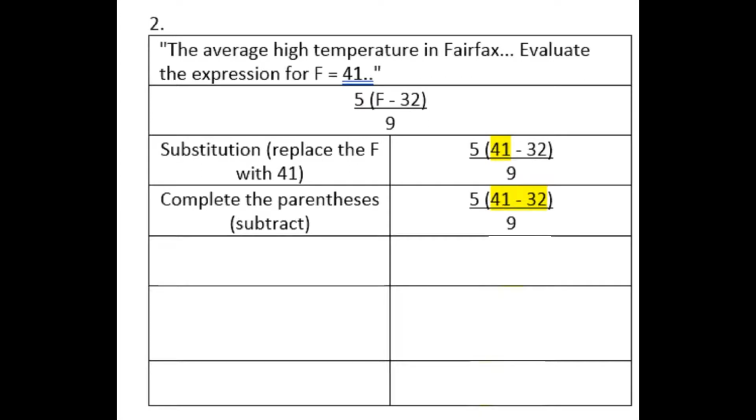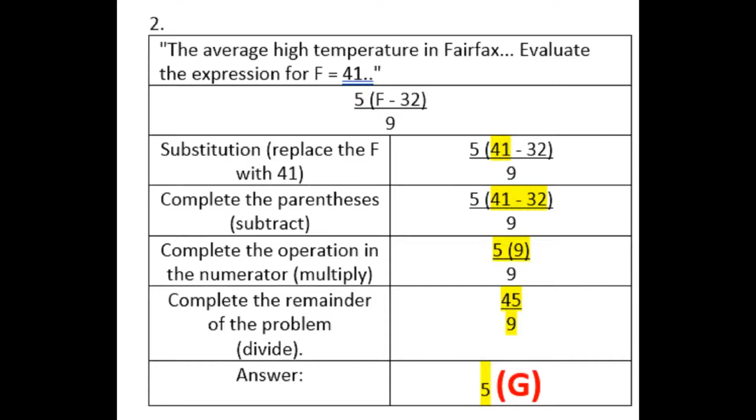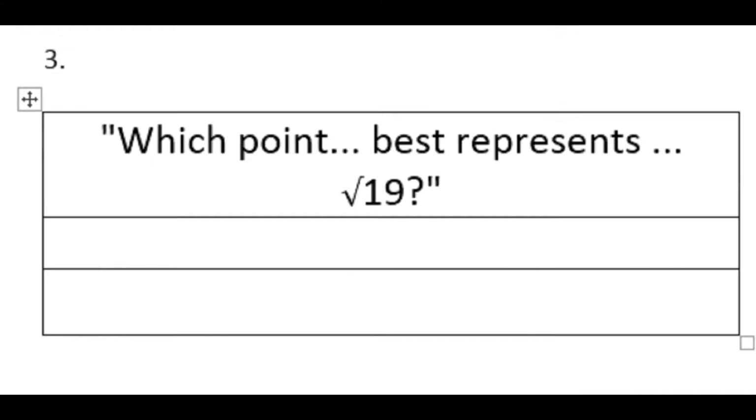Complete what's in the parentheses, 41 minus 32. Next, complete the operation in the numerator, 5 times 9, which is multiply. Then we complete the remainder of the problem, 45 divided by 9. And that answer ends up being 5, or G, the letter G. Alright? So, going on to number 3.